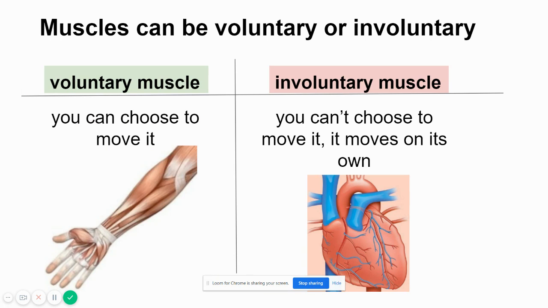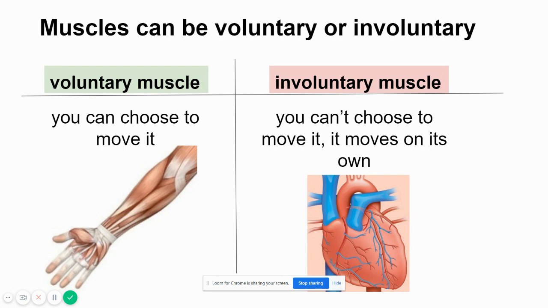Two types of muscles, or two main categories of muscles: voluntary muscles and involuntary muscles. A voluntary muscle is one that you choose to move. If you're volunteering for something, you're choosing to do it. So a voluntary muscle, you're choosing to move. For example, if I am reaching out to grab something, I am purposely doing that. I'm using voluntary muscles to do so.